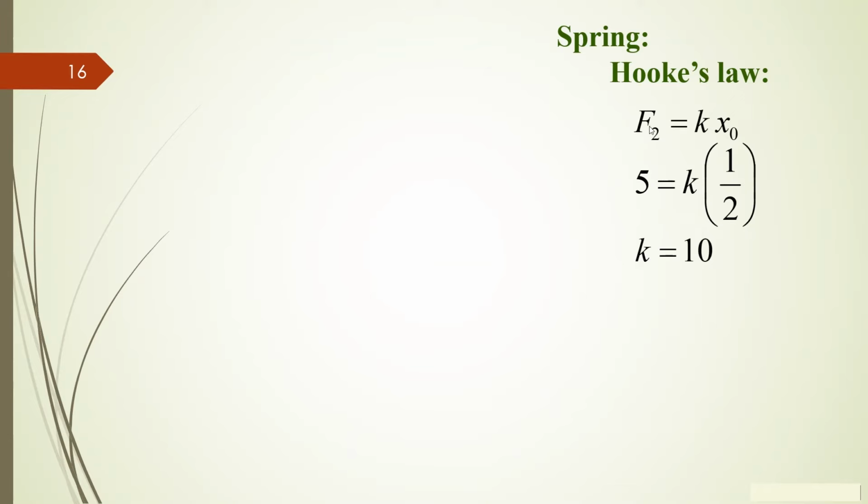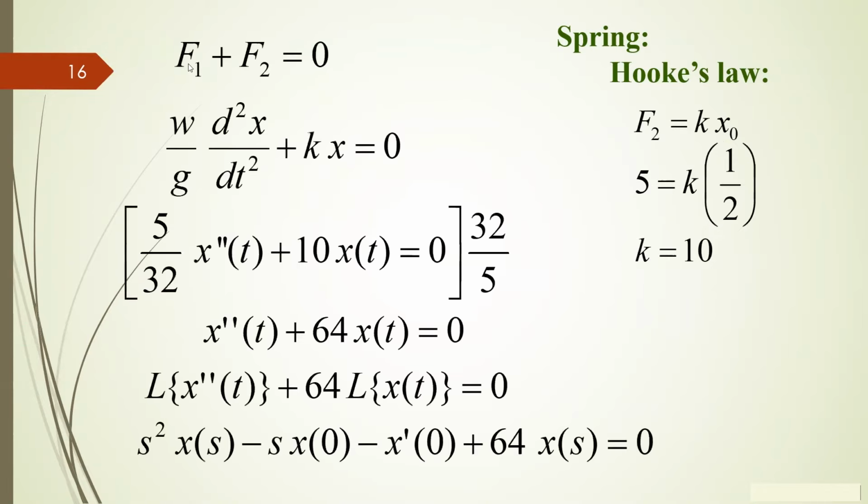The weight suspended or hanging has an amount of 5 pounds. And then the distance at equilibrium is 1/2 foot. So K would be 10. And then the equation would be this. F1 plus F2 equals 0 because, as I said again, F3 and F4, it's undamped. It does not have any external forces. That means they won't come into the equation anymore. What is F1? The mass times acceleration. What is F2? That's Hooke's law.